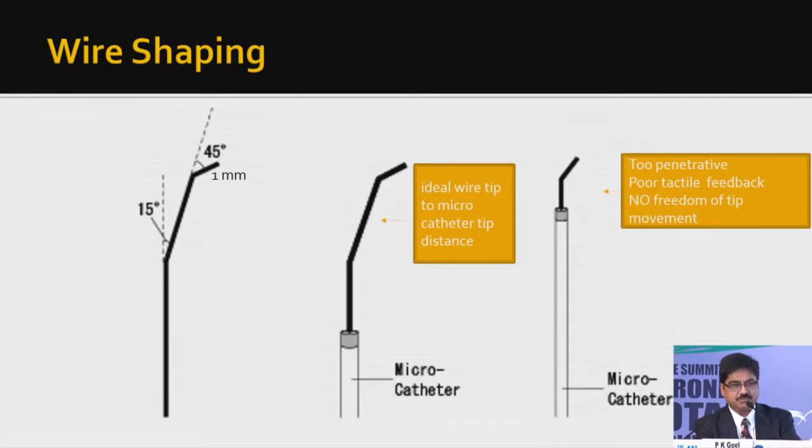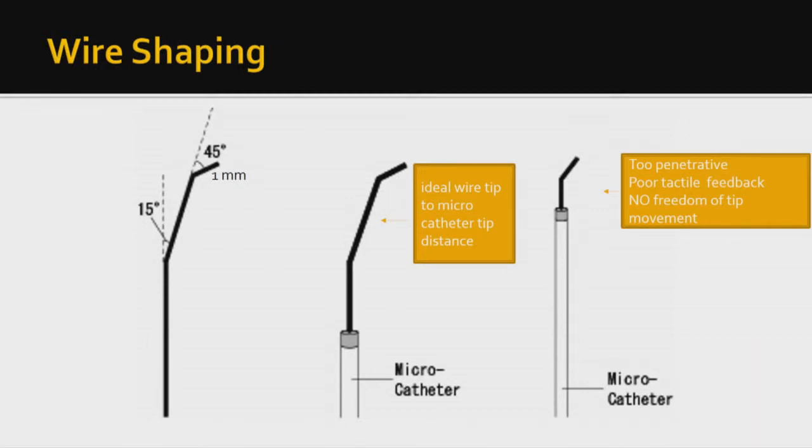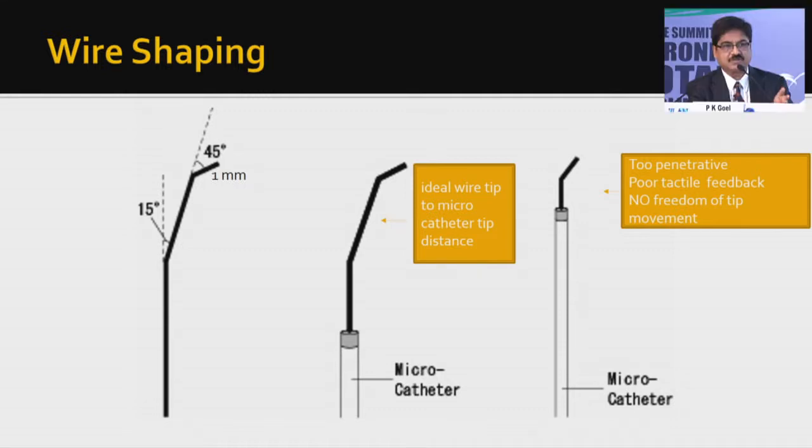This is the old picture which used to be done for wires like Conquest, where you do a secondary curve, you can direct it slightly in some direction. So that is that. And the tip of the wire has to be a little free from the microcatheter tip. If it is too close, you will make even a simple workhorse wire into a penetrating needle.